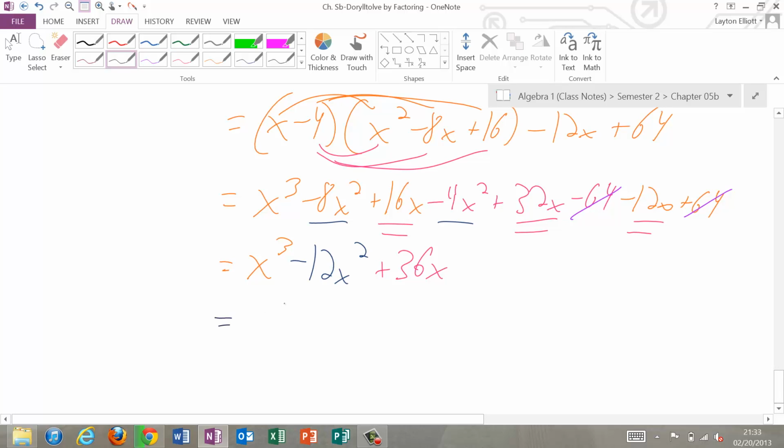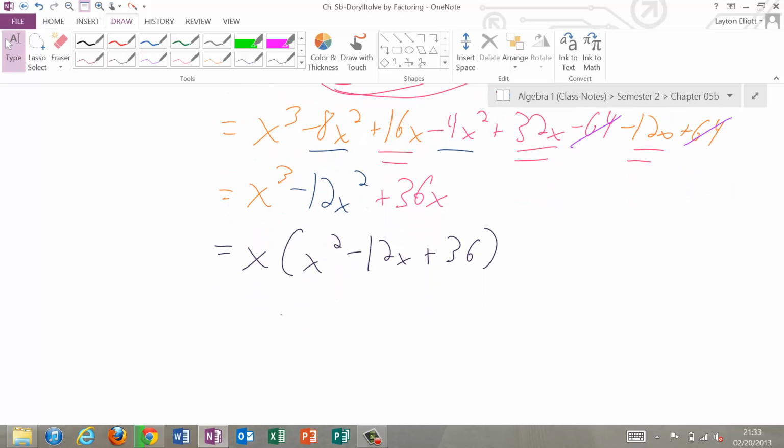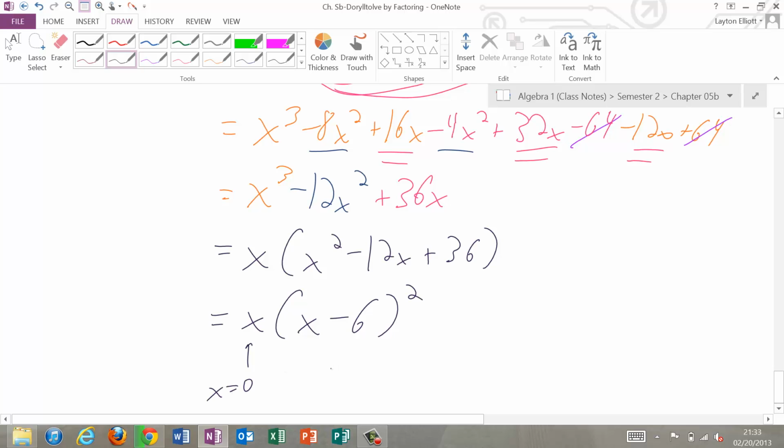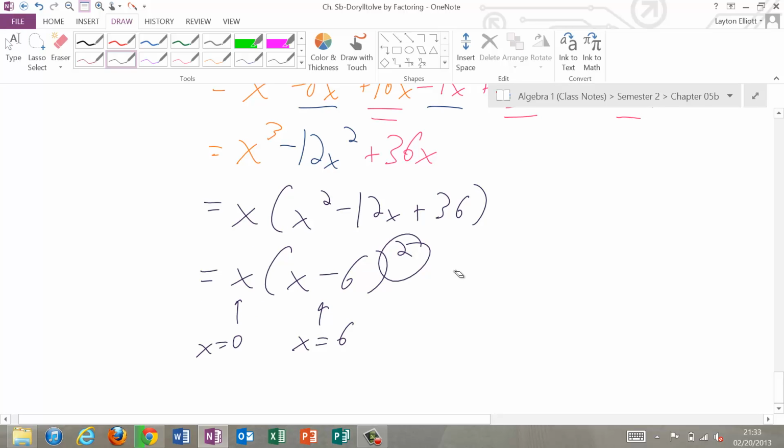It's very colorful. We can take out a greatest common factor, x. And we have x squared minus 12x plus 36. And that's going to factor as x parentheses, x minus 6, or x minus 6 squared. And that's our factored form. So this one would give us x equals 0, and this one gives us x equals 6. Because there's a square, that's going to be a double root, we actually call it a double 0 here.